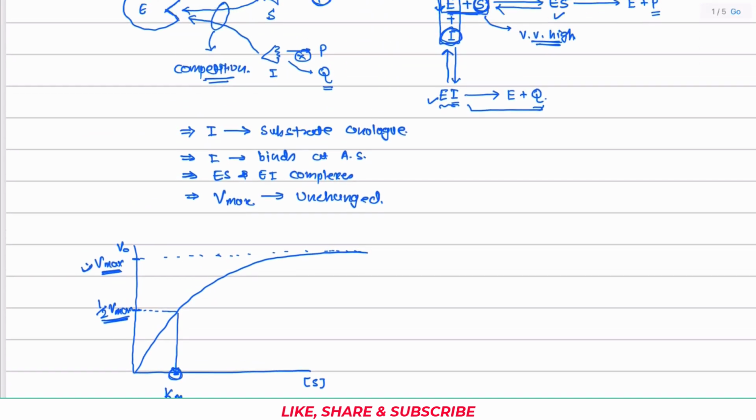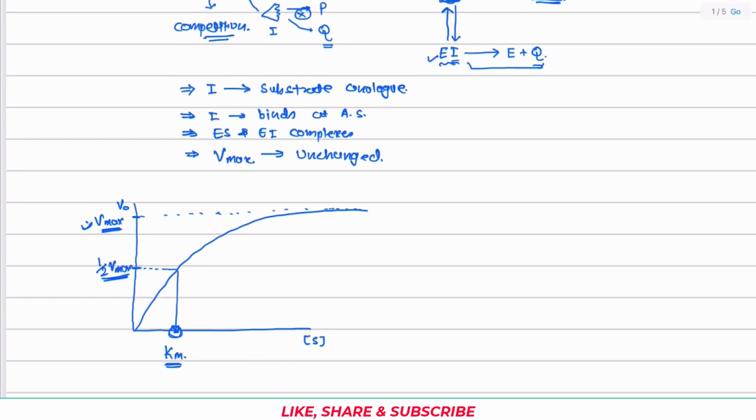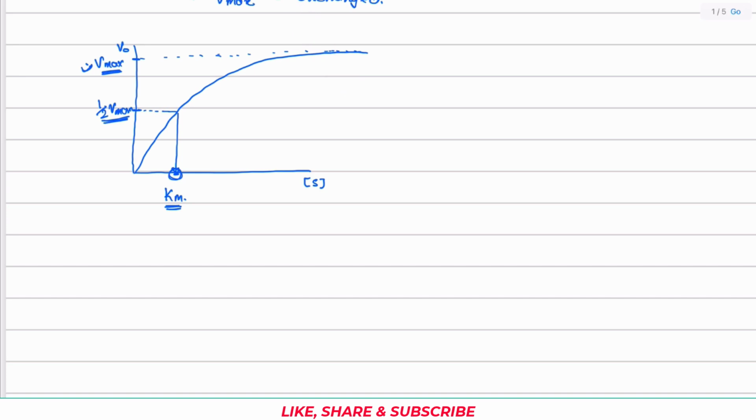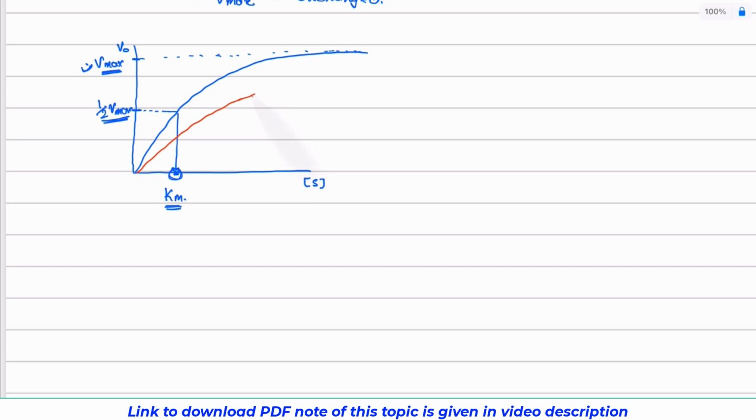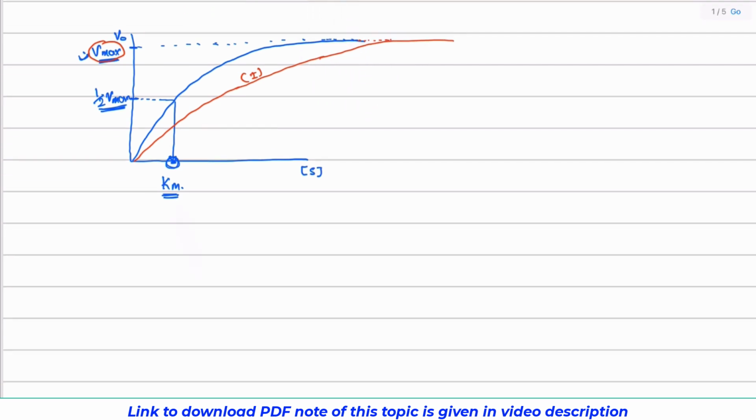Now in case of competitive inhibition, when this inhibitor is added, what will happen to this graph? I will represent it by the red line. Because of the inhibitor, the velocity will be decreased. So this will be the graph. But as we had discussed, at sufficiently high substrate concentration, it can reach up to this maximum velocity. And so with the inhibitor, as you can see, this maximum velocity remains unchanged, that we had already written, that Vmax is unchanged. But what happens to this Km value?